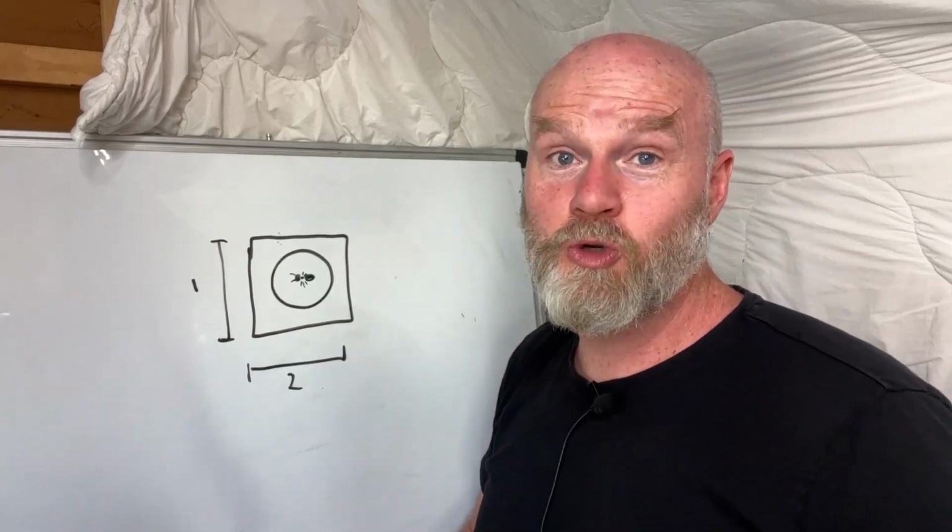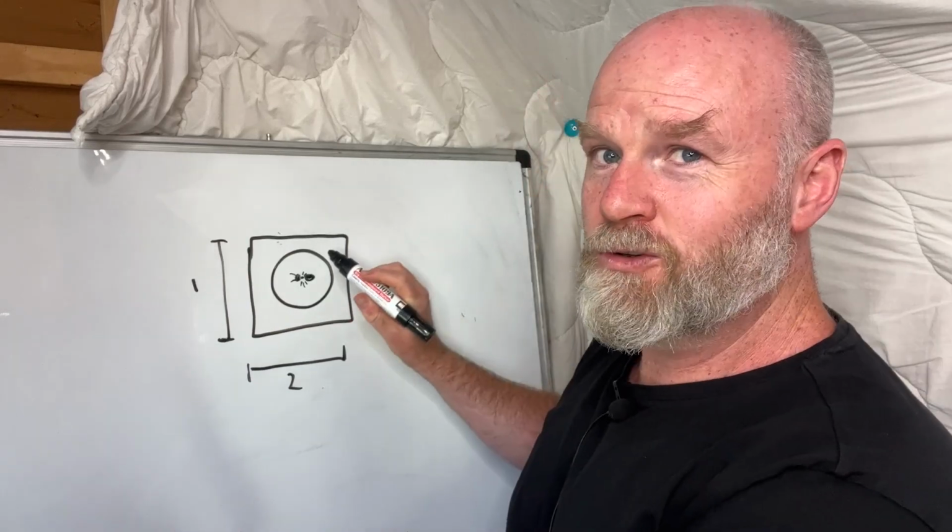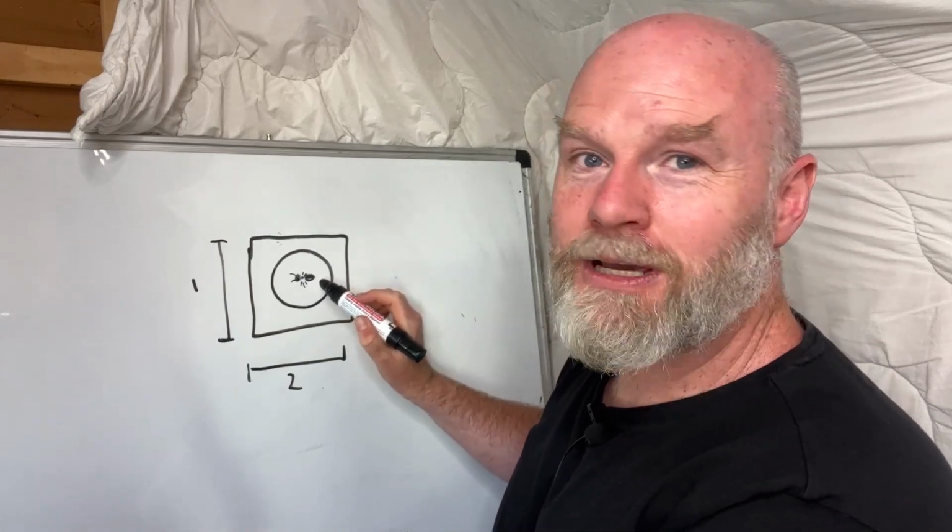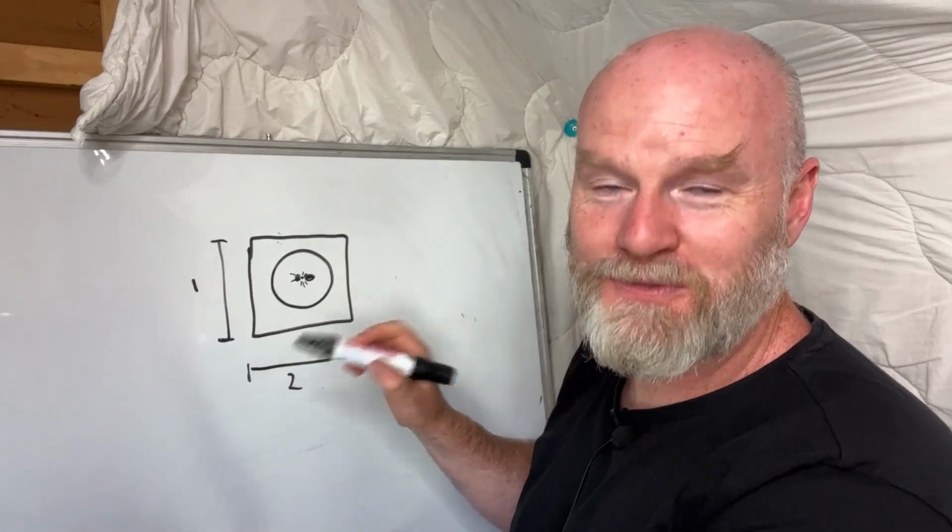Let's think about 2 dimensions. We're getting there. It's okay. The 2-dimensional ant, Flant, and he's just walking around. His name is Mr. Flattery.